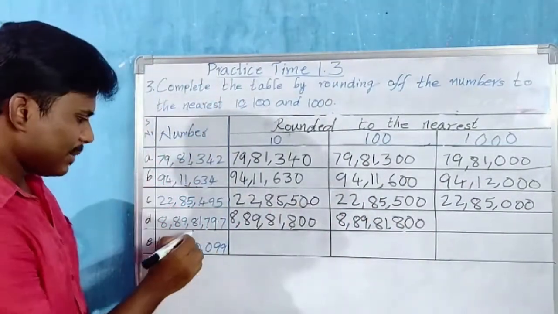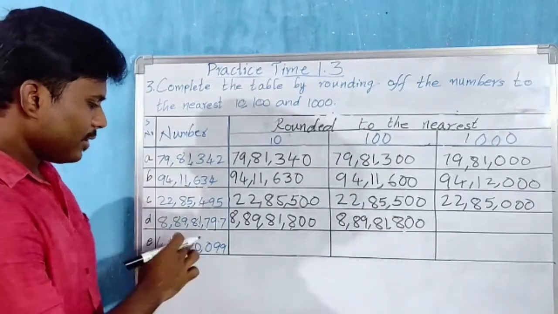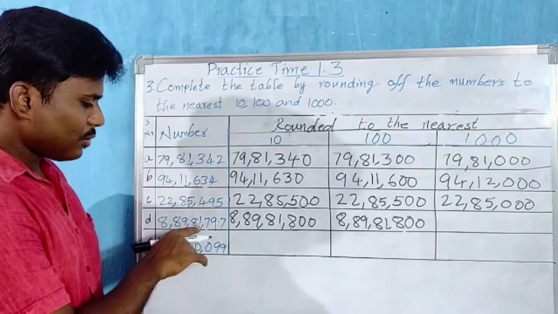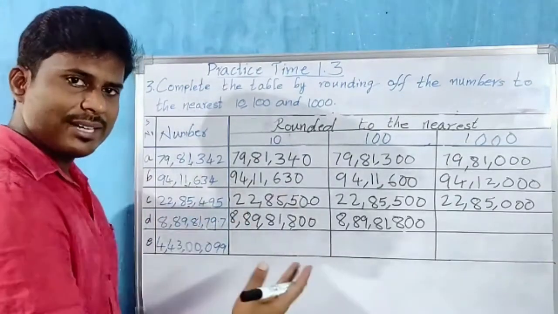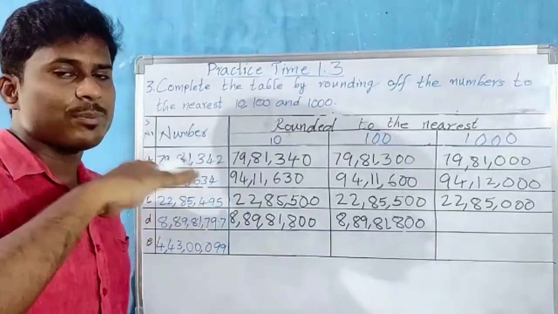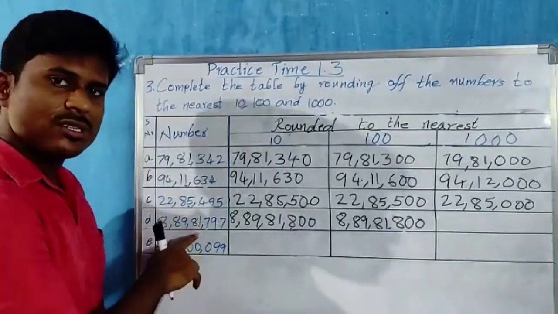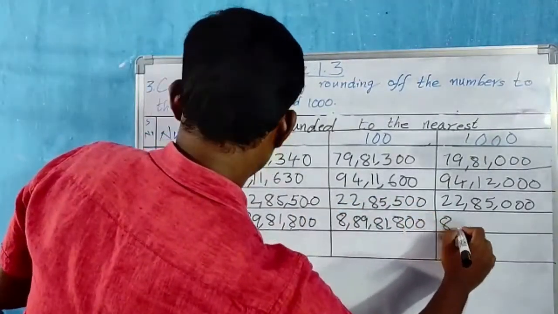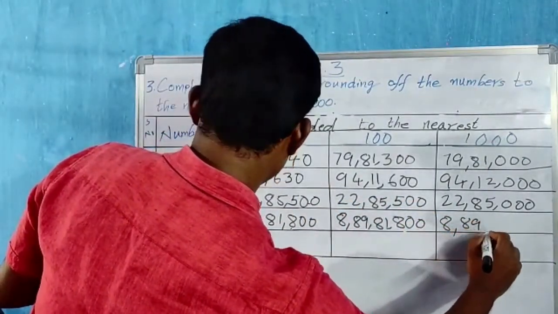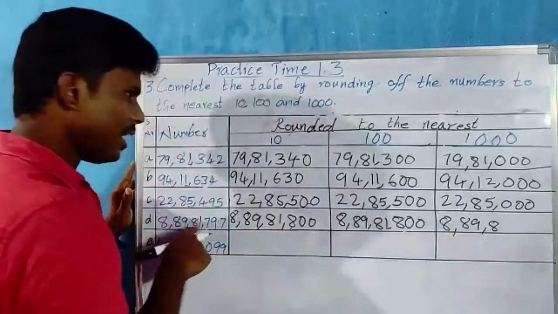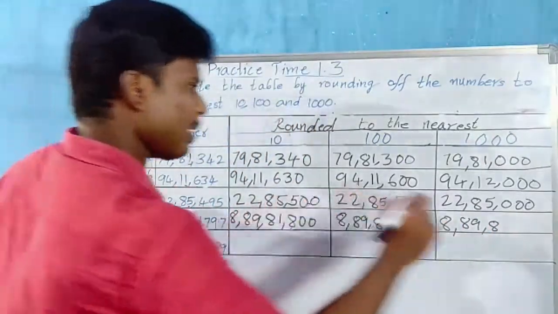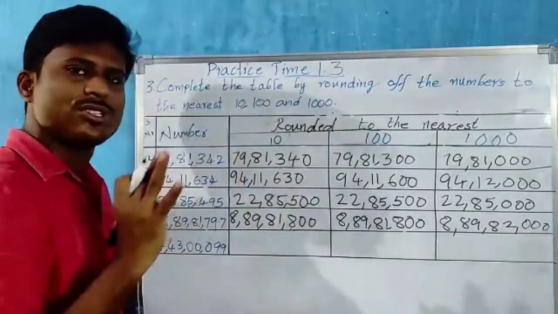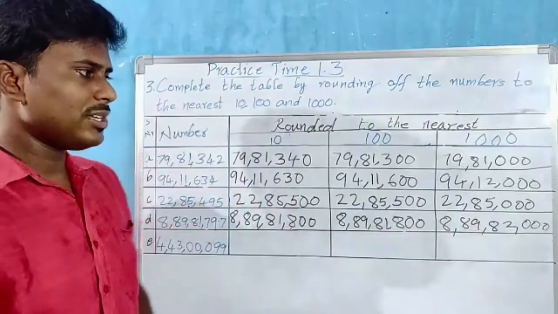And last, the thousands place. See, nearest to 1000 means the rounding digit is the thousands place. So 1, beside it, the immediate right side, we have digit 7, means climb up the vine. So 1 plus 1 gives us 2. Remaining digits let us write the same. 8 crore, 89 lakh, 8. So as we discussed, 1 plus 1, 2. I am writing 2 here. Place zeros. As we have 3 zeros in the thousands, we have to place zeros.